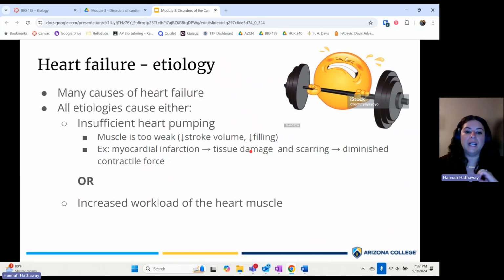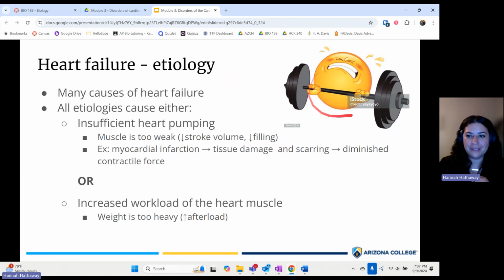Or the heart just has to work harder than it should. So a good way to think of this is, sorry, I have this little guy here. Think about when you go to the gym and you're trying to lift weights and you're not succeeding. It could be because you're too weak. Maybe you tweaked a muscle or something and now you can't lift that weight that you were able to lift last week because your muscle is just not in good shape. Or maybe you can't lift that weight because it is just way too heavy for you.